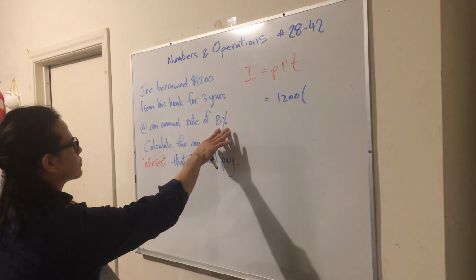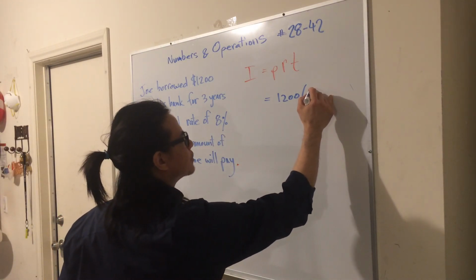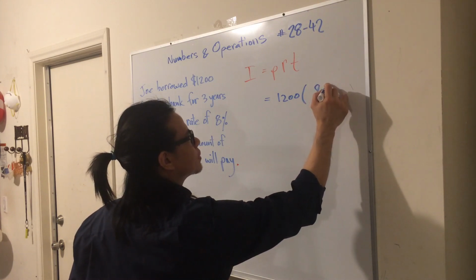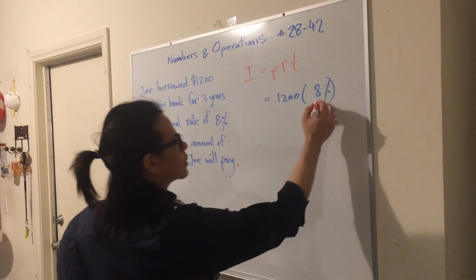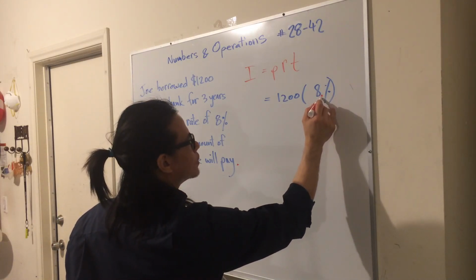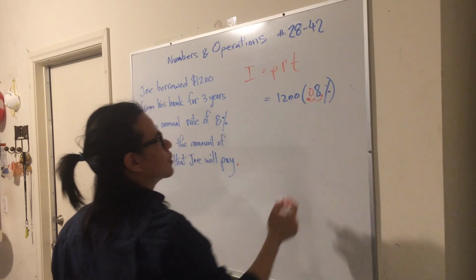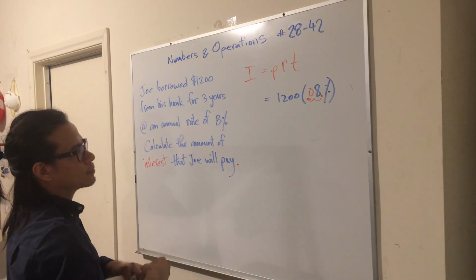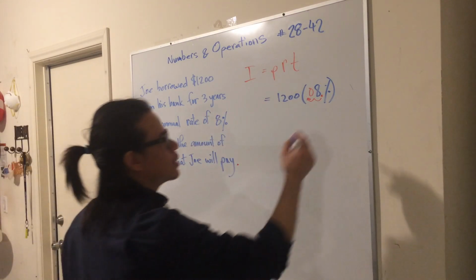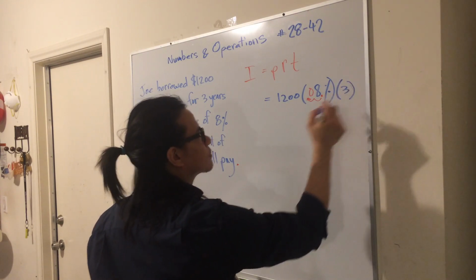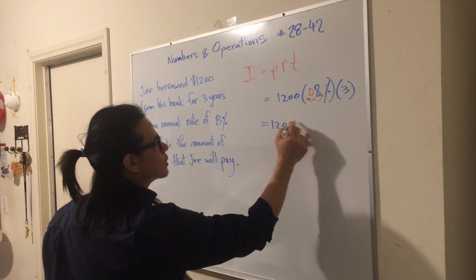So it's 8%. We want to express this in decimal, so 8% in decimal, we need to move the decimal point over to the left. So it's going to be 0.08 times the time, which is 3 years. So times 3.